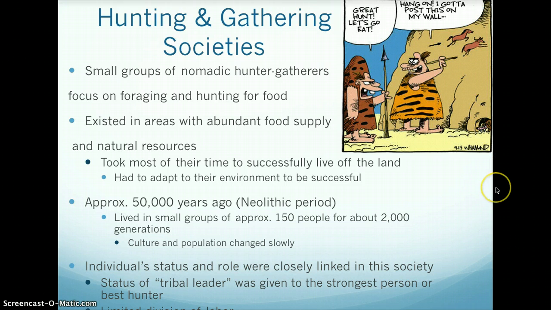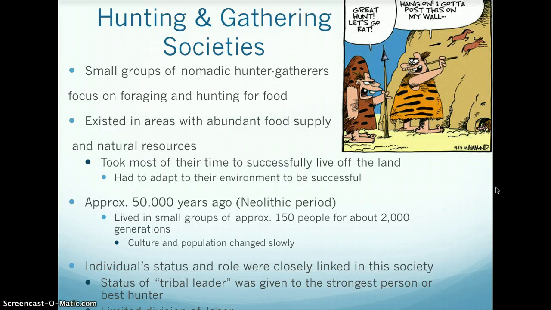Also, in this type of society, status and role were closely linked together. So what that means is, if you think of status now, who is the wealthiest or the most popular? Maybe think of a couple celebrities or entrepreneurs or really wealthy people. Think about the things that they do, how they made their money. Think of a few examples in your mind. And in this type of society, in contrast, the tribal leader, which would be the highest status in the society, was given to the person who was strongest or who was the best hunter.